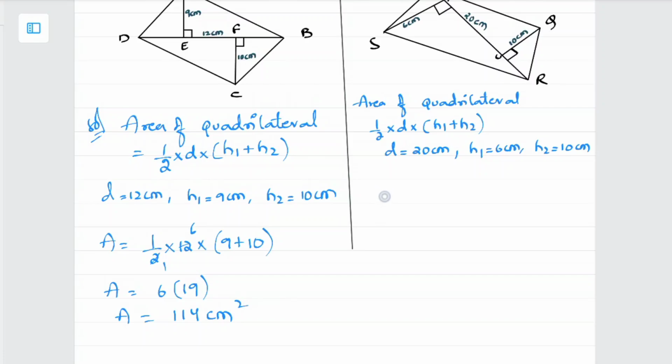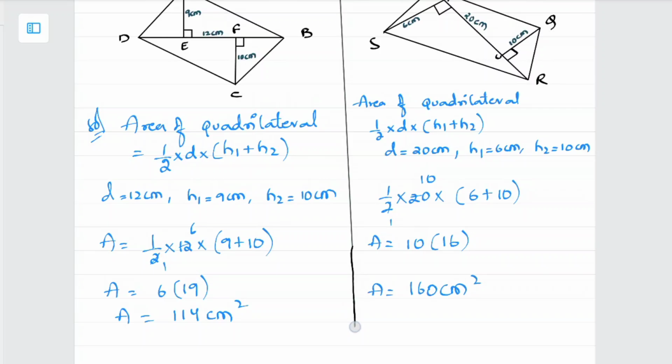So here also half into diagonal 20. So 6 plus 10 is 16. 2 tens are 20, so 10 into 16 is 160 centimeters square. Done.